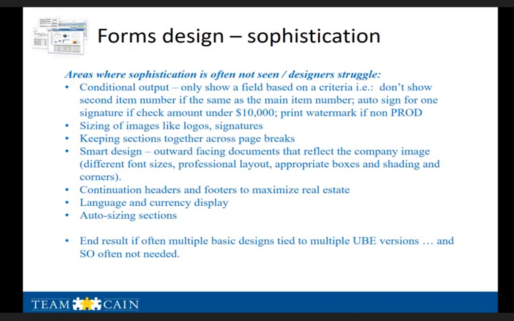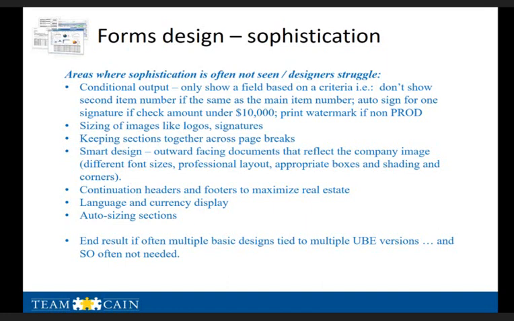Where we've seen working with customers, sophistication is either not there or people really struggle with it. Conditional output is a classic example, and there's lots of situations where that's the case. One that we did for this specific customer is on the purchase order, on the detail lines, the second item number, if it's the same as the main item number, they didn't want it to print, but if it was different, they did want it to print.